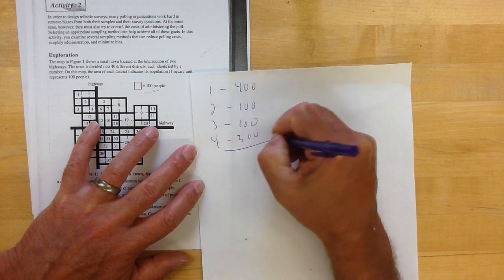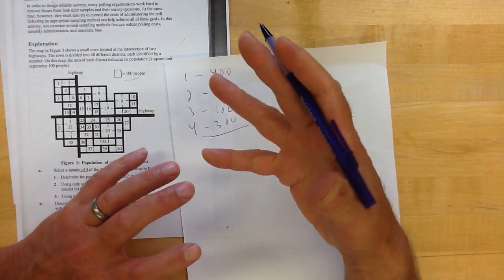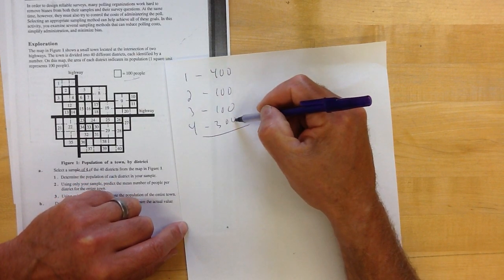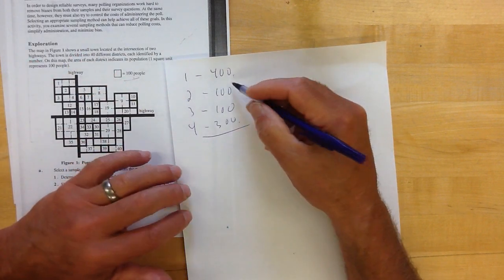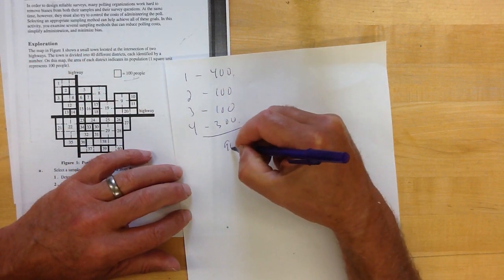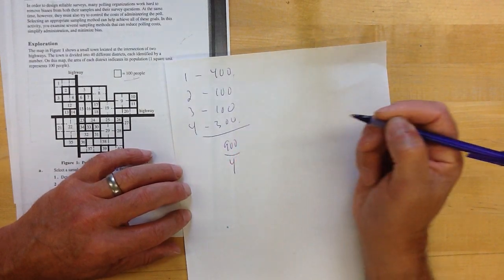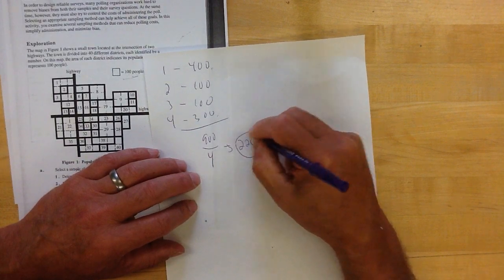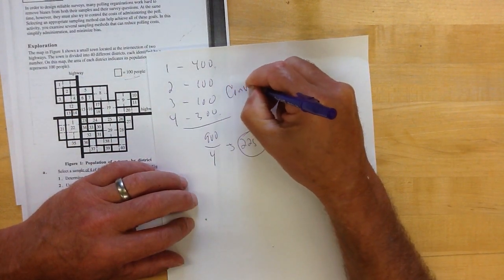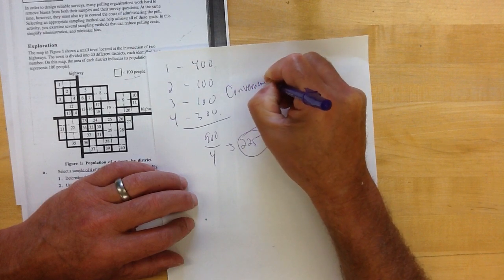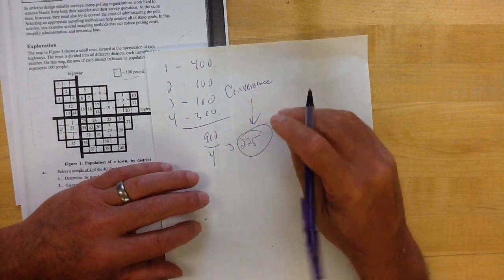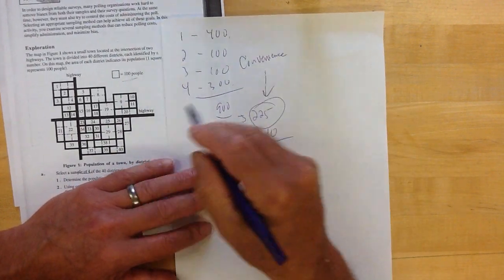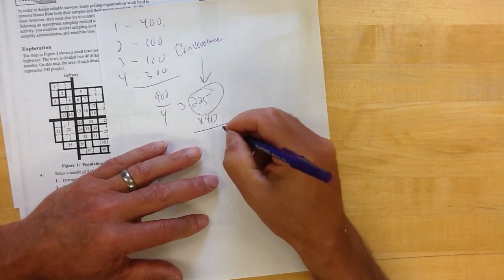If I find the mean, we'll look at that more next week, but to find the mean, remember you add up all the numbers you have and then divide by how many you have. So I'm seeing 900 people total, divided by 4, which is 225. So the convenience sample gave me an average of 225 people per district.